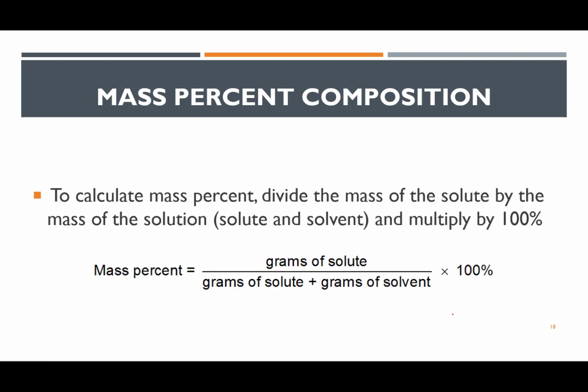This is the equation to calculate mass percent composition, which is the grams of solute over grams of solution. And since it's in percent, we have to multiply it by 100. This equation you don't need to memorize, it will be given to you if you need it.